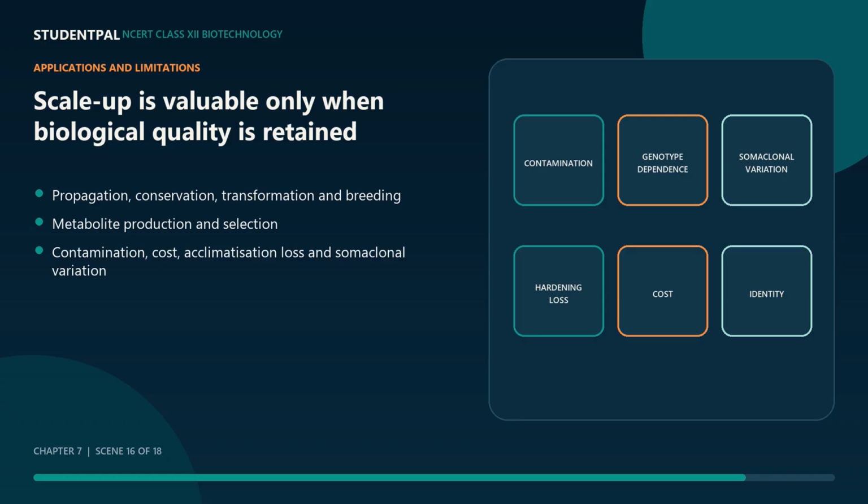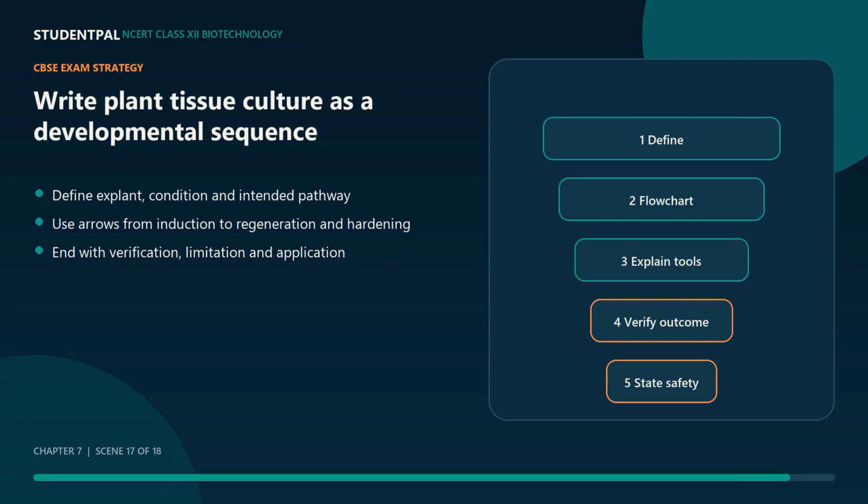Major limitations include contamination, labor and facility cost, genotype dependence, poor regeneration, abnormal embryos or shoots, acclimatization losses, and somaclonal variation. Variation may sometimes be useful for selection, but it is a problem when uniform clones are required. Quality control therefore includes clean stock, limited passage, careful records, health testing, morphology, ploidy or molecular markers as appropriate, and field evaluation. For a 3 or 5 mark CBSE answer, begin by defining the exact process.